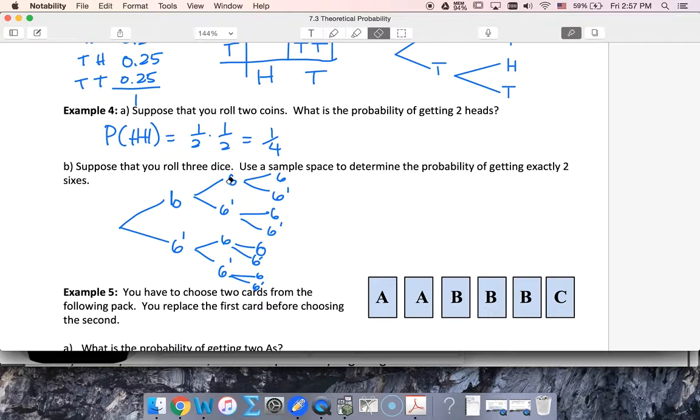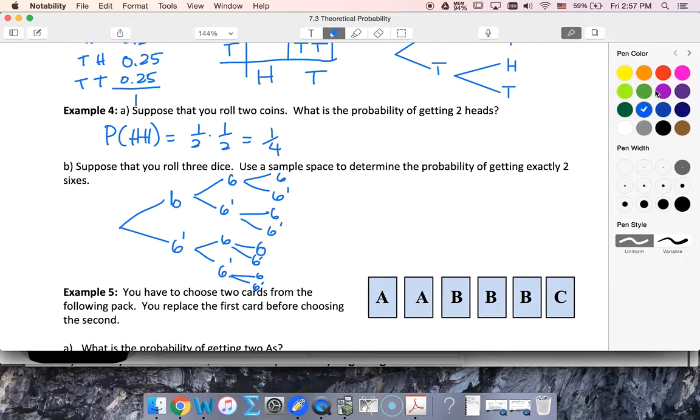So following this set of branches, this is the outcome where I would get 3 6s. So that one is not one I want. But I could follow this branch, and then this branch. That would indicate that I would get 6, 6, and not 6. So this does have exactly 2 6s.